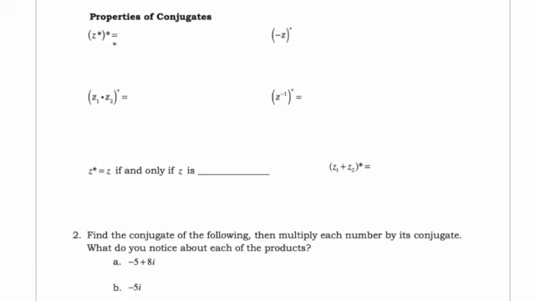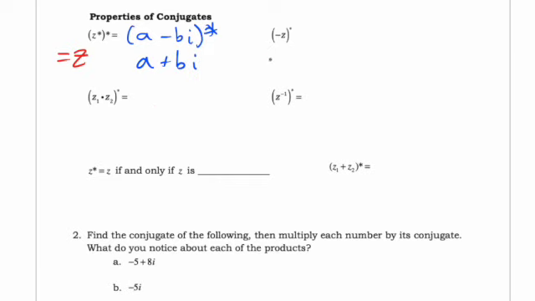Let's look at what happens when we have a conjugate of a conjugate. So the conjugate would be a minus bi, and if we do the conjugate of that, we get a plus bi. So the conjugate of a conjugate just cancels each other out. You get the original complex number z.